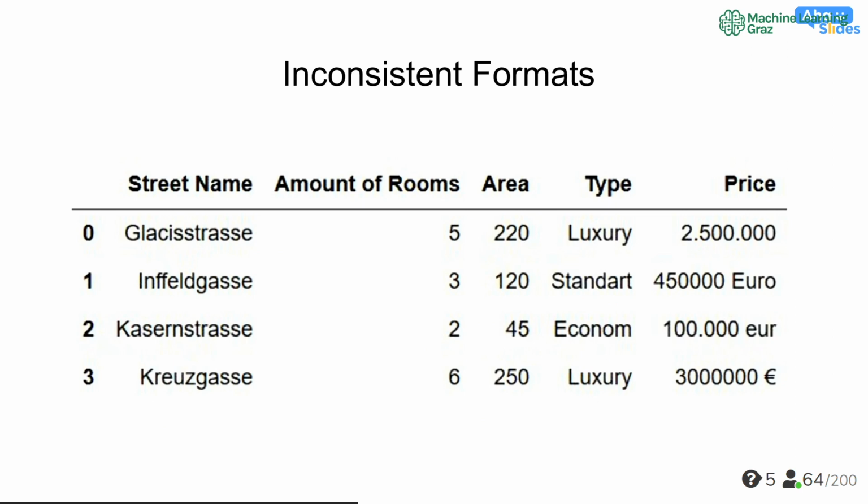A slightly smaller problem, but very annoying, is inconsistent formats. It's when you have correct data written in different formats. For example, in this case the column price has some numbers written as numbers, some written as strings with euro, some with big euro, small euro, euro sign, and it's very annoying. So we need to make it one format. And again, there is no easy way to do it. You just have to write code, decide which format you're going to use, and make the transformations.